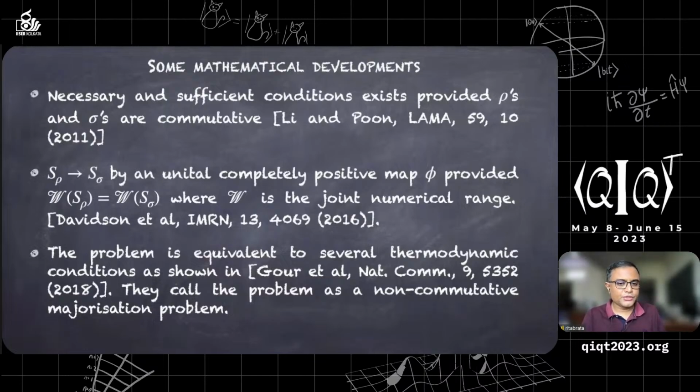They eventually found that this is equivalent to estimating several thermodynamical inequalities, in particular involving the mean inequality. I don't want to go too much in that direction, but all these things are equivalent, and eventually they can be written in terms of what is called a semi-definite optimization problem.